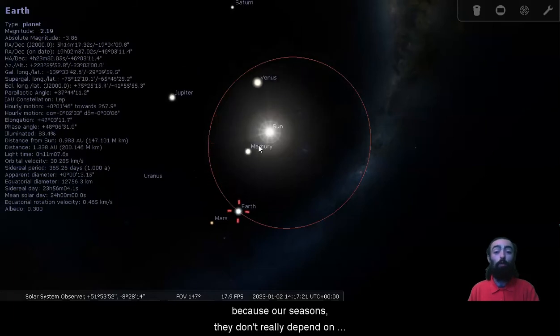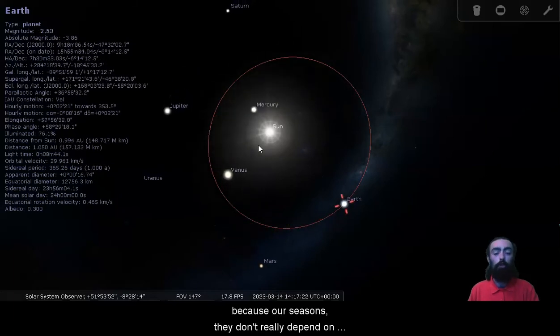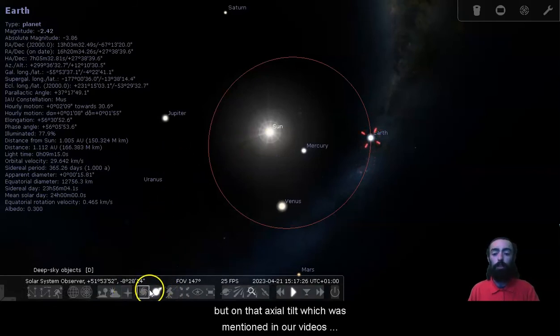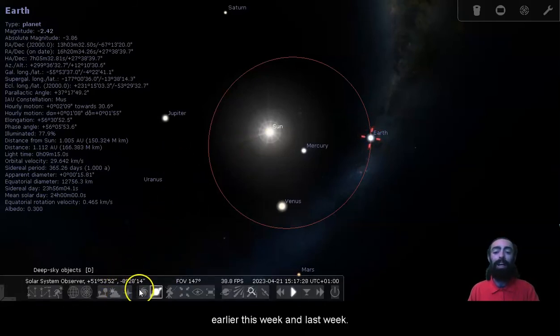Because our seasons don't really depend on how close the Earth is to the sun, but on that axial tilt, which was mentioned in videos earlier this week and last week.